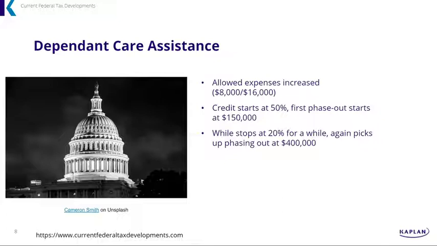Now, interesting enough, while it stops at 20 for a while, it'll start running again at $400,000 of adjusted gross income. And that will then eventually phase all the way down to zero. So if you have a client that has $500,000 of adjusted gross income for 2021, they will not get a dependent care credit because they're going to be at the totally phased down level. And at that point, it goes away. It applies for 21 only, this special dependent care, at least for now.